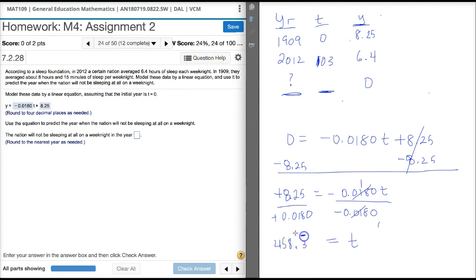458.3 repeating. And so in your calculators, you should see it as 0.33333. I'm just going to do 3 with a line over it. And so what this tells us is that according to our model, 458.3 years after the year 1909, people should not be sleeping at all on the weekend. So if we take that particular number, 1909, and add it to 458.33333, we'll get 2367.33333. So I'll go ahead and just write it all out here.